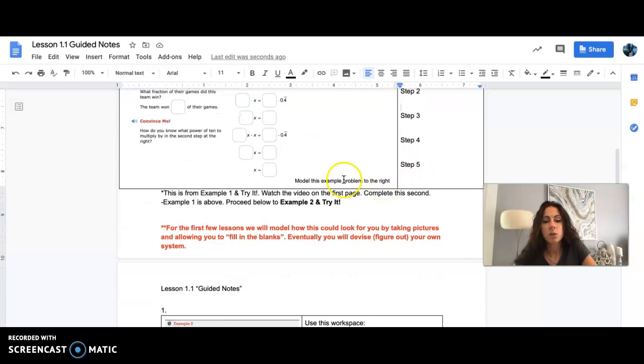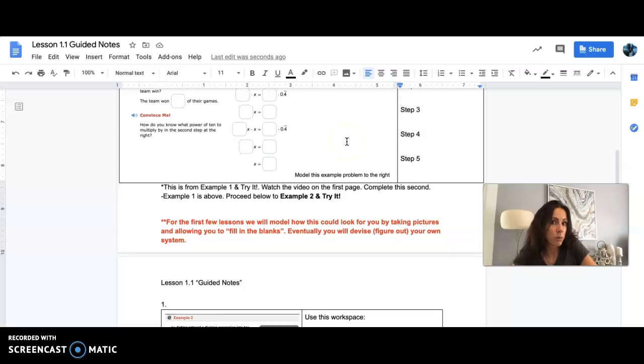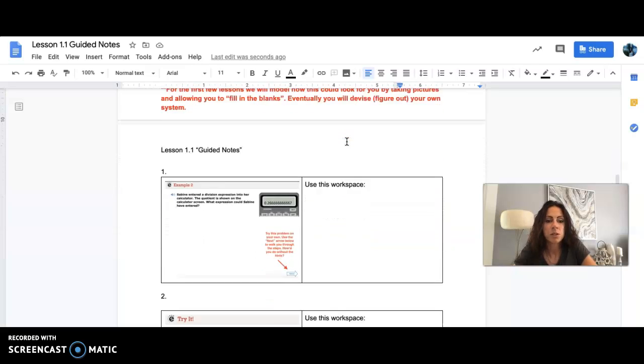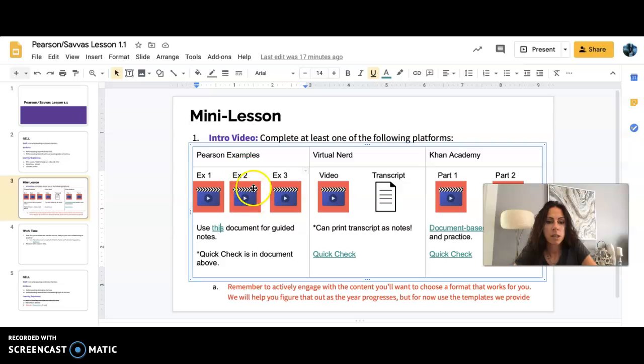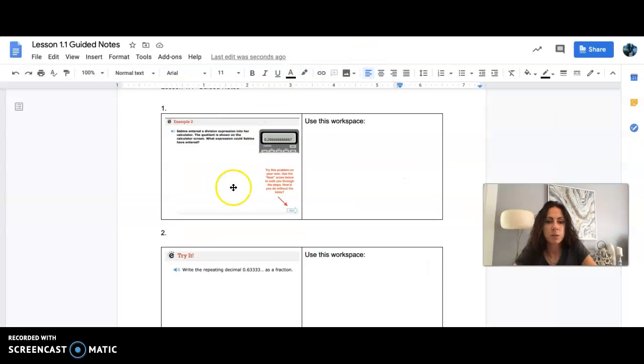All right, so you would model example 2 in your notes, okay? And then you would go on to example 2. And this is where example 2 is.